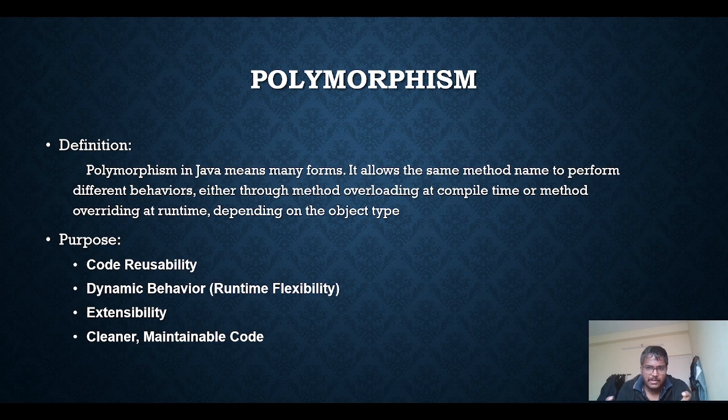So, basically method will have multiple forms. It allows the same method name to perform different behaviors depending on the situation. The method name will be the same, but depending on the parameter, depending on the object, it will behave differently. So either through method overloading at compile time or method overriding at runtime, depending on the object type.